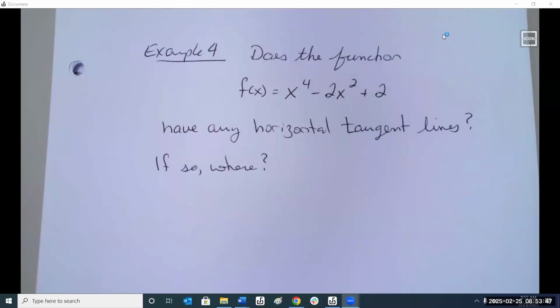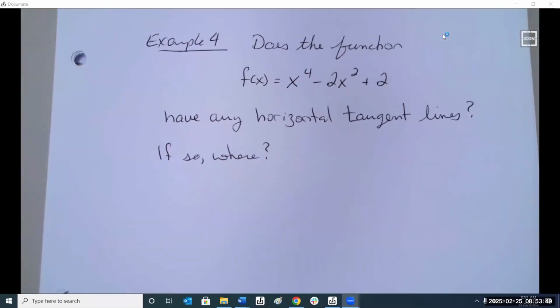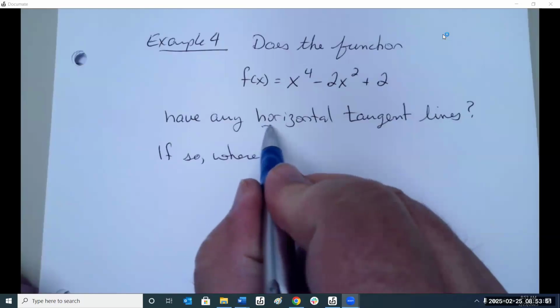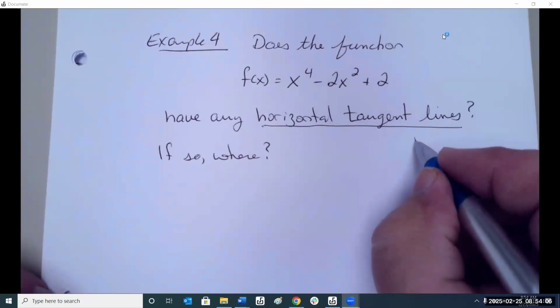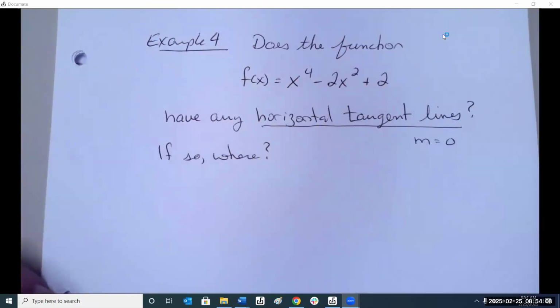What does this mean? Horizontal tangent lines. How is that important? How do we know if it's a horizontal tangent line? The slope is 0. So in other words, what it's looking for is our curve. Are there any points along the curve where the horizontal line only touches it at one point? That's what the tangent line is all about.